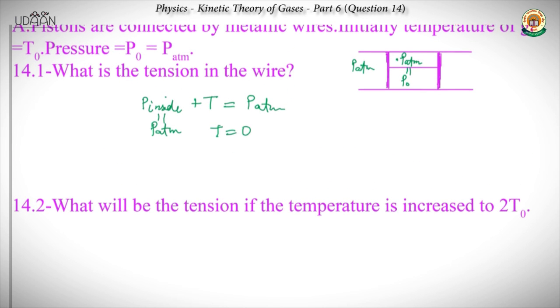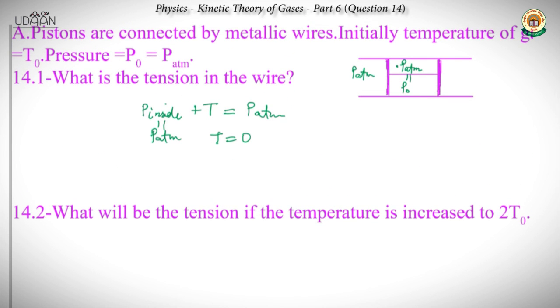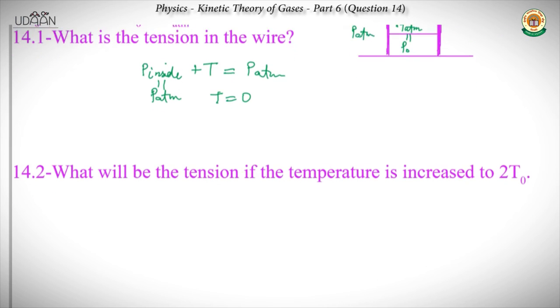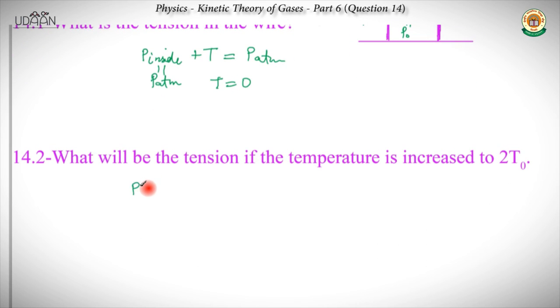Yeah. Okay, so what will be the tension if the temperature is increased to 2 times T0? Now let's check this out. P equals nRT by V. Right. So we'll see that P initial, which is P naught, was nR T initial, T naught, by V naught. Right. This was the initial pressure in the above question.